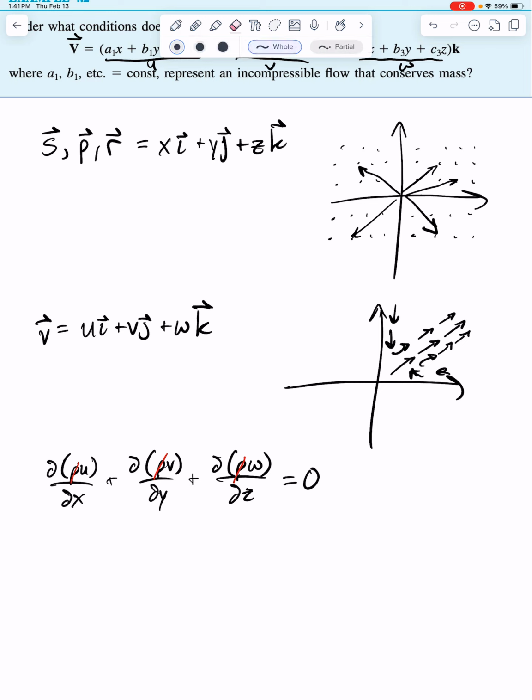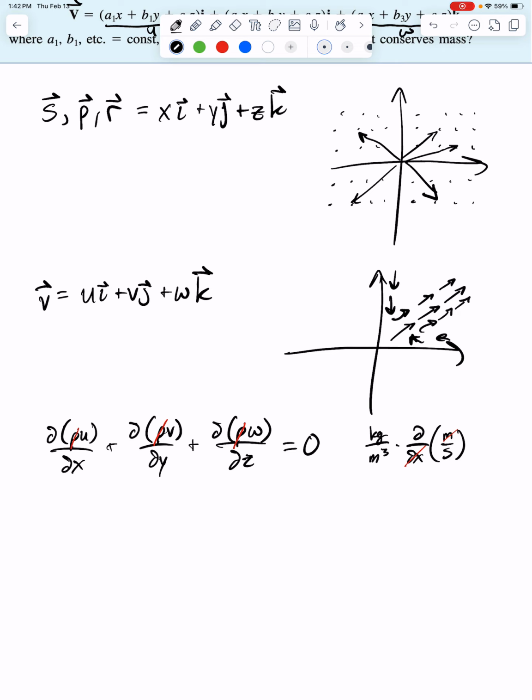Quick thing to note is that if we were to look at each term on its own, you'd see it'd be density, which is kilograms per cubic meter, times the spatial derivative of your velocity, which is meters per second. What you end up with, if you rearrange these terms, is kilograms per second per cubic meter, which is analogous to mass flow rate per volume. So essentially it's similar to the Reynolds transport theorem where we look at the mass flow rate flux through a surface. You're looking at mass flow rate flux through a certain unit volume, essentially. So you can just think of it as that.